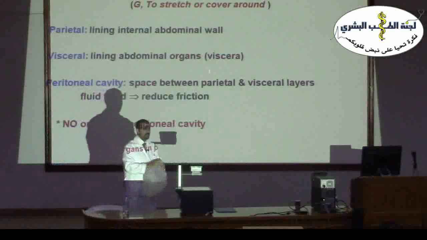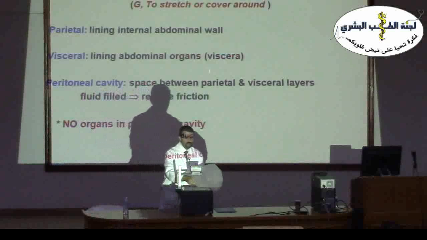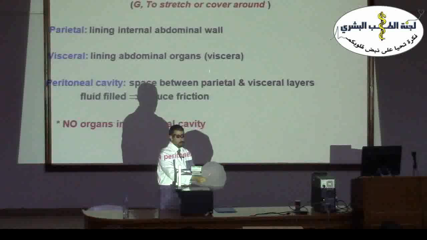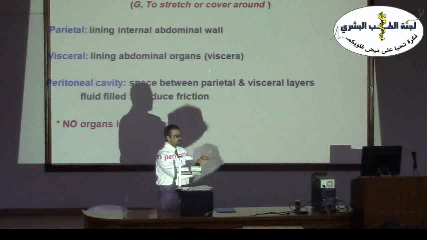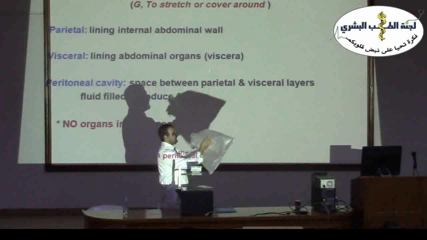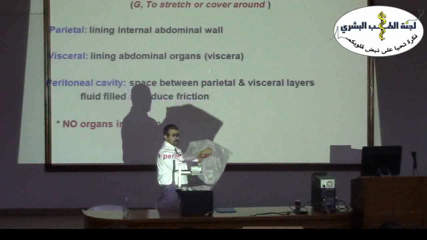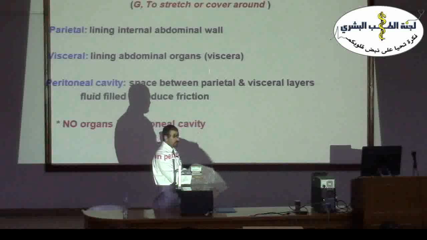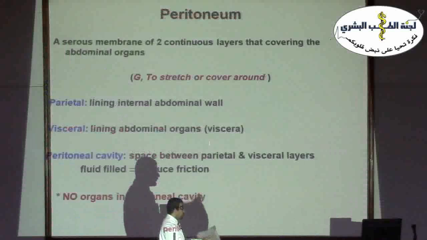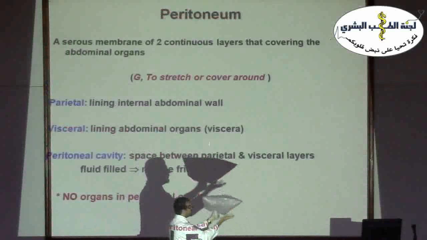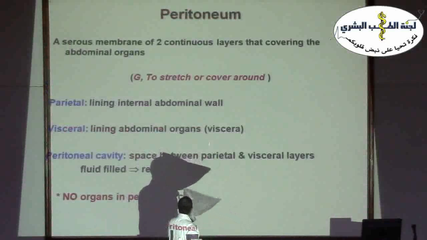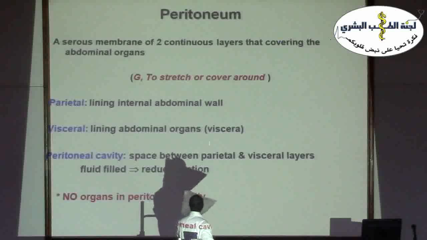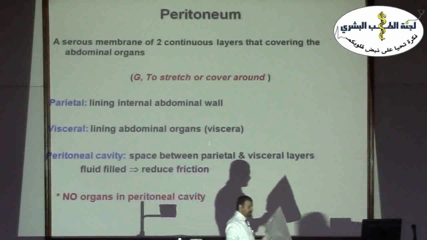You close it, you put it between two movable organs. This is the stomach, this is the posterior abdominal wall, you put it here, in between them. So if the two structures move, they will move easily because of the presence of the fluid inside the sac. Okay? So in other words, what is peritoneum? It's continuous with itself. So it's a continuous membrane of two continuous layers that cover the abdominal organs.